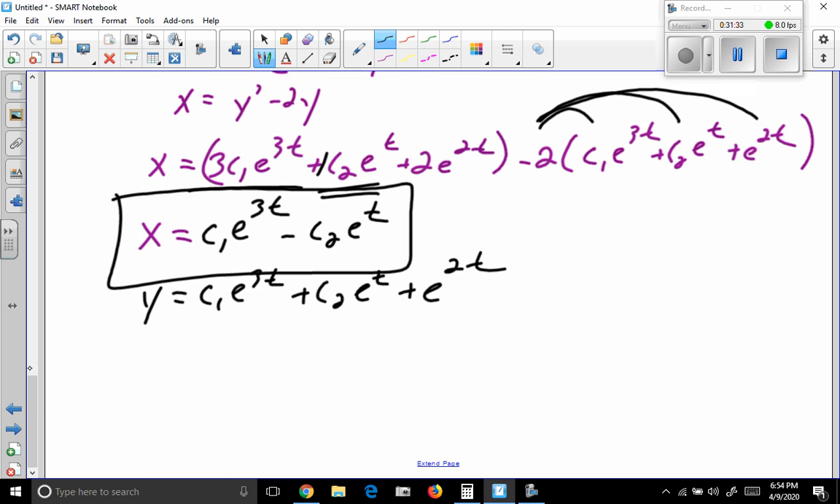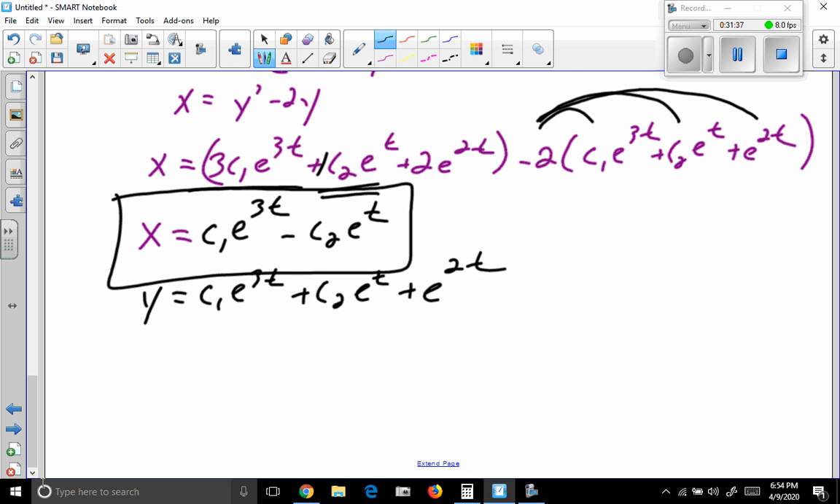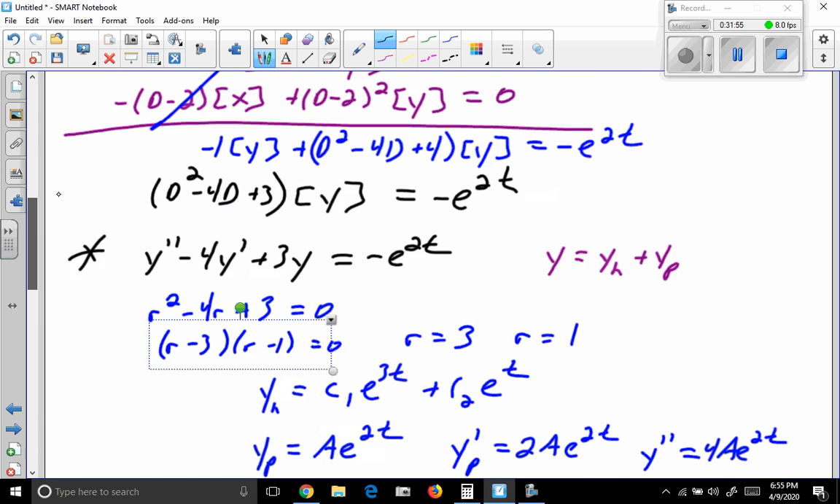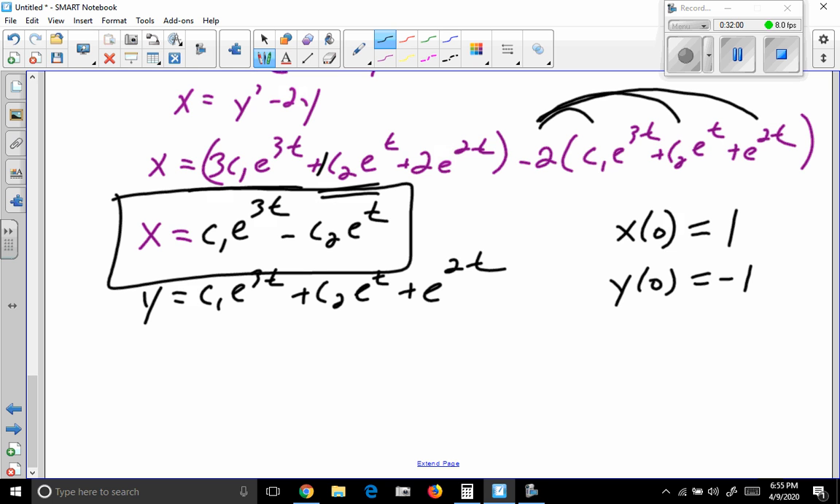So those are our general solutions, but we don't have our c1s and our c2s yet. So if we recall, for this particular problem, in the equation x, when t is 0, x is 1. In the equation y, when t is 0, y is negative 1. Yes, that's correct. So we need to substitute these in.